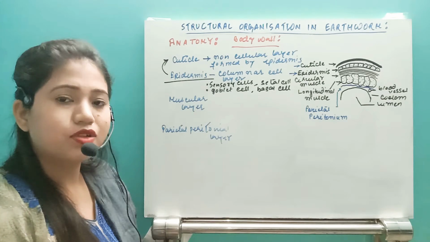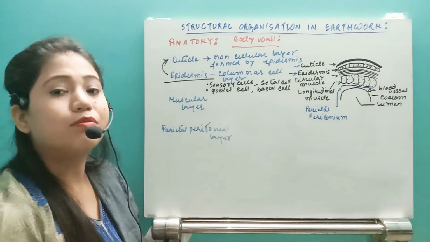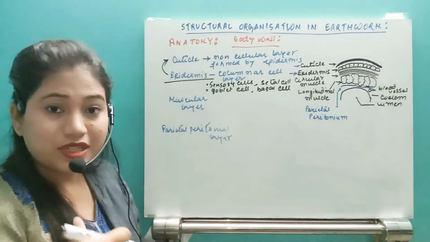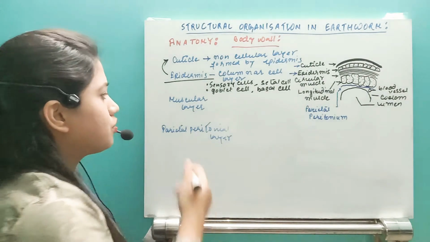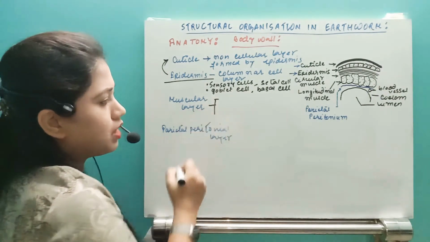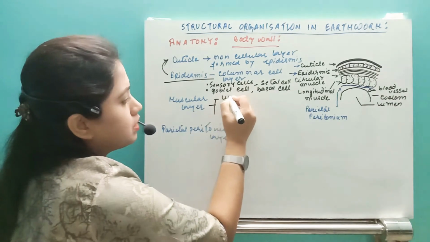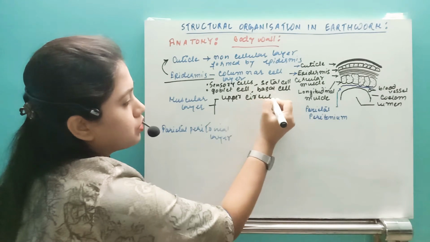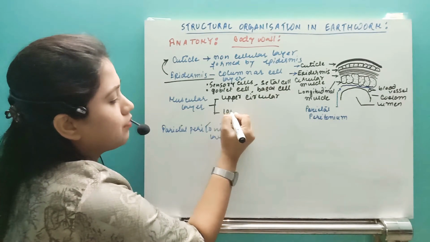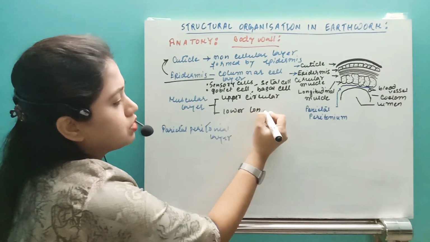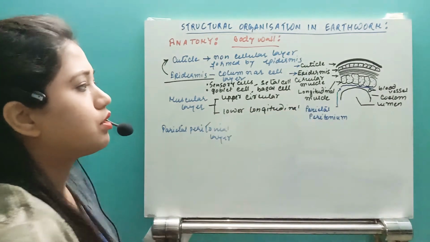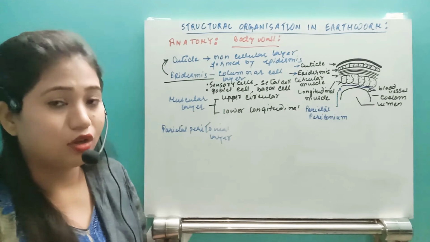Because of the muscles, this organism helps in moving. Okay, so this muscle will help this animal to move, right? So there are two types of muscular layer present: upper circular layer, okay, upper circular muscle, and they have the lower longitudinal muscle. Okay, so two types of muscles are present, upper circular and inner longitudinal.